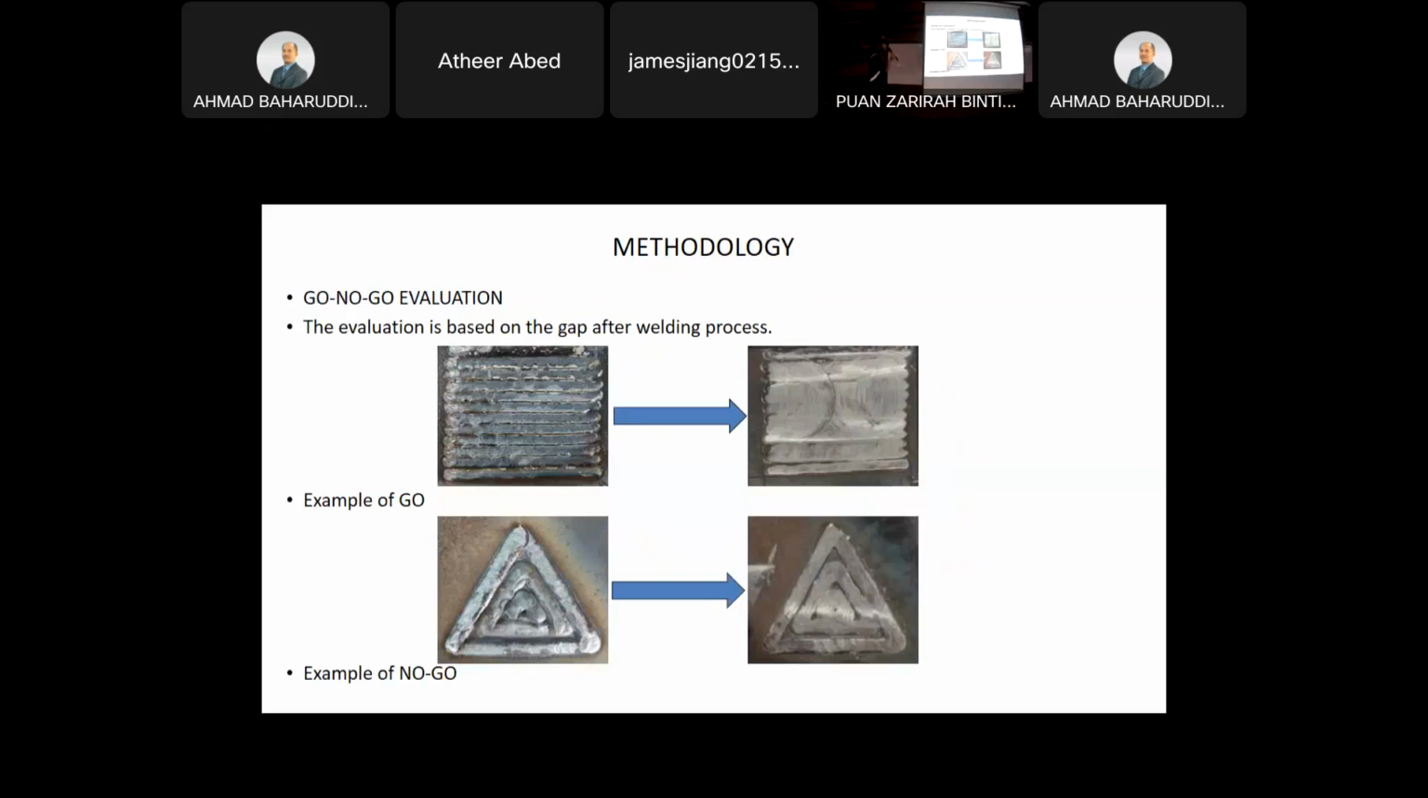Okay, after the welding process, we will move to the milling. I will mill the outer layer to see whether the deposition path is correct or not. If there is a gap, then it is a no-go evaluation, and for the go, if the surface has no gap between each other, then I will continue to the evaluation.